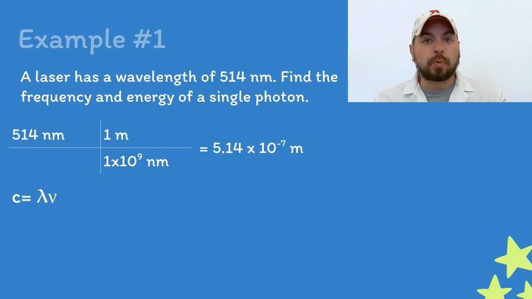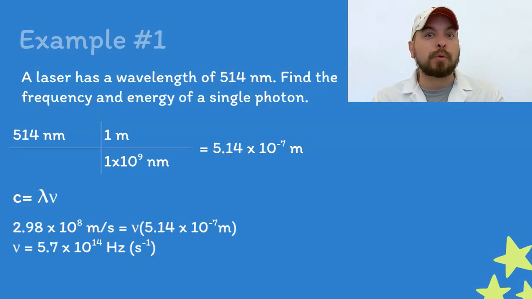Then I'm going to use the equation c, which is the speed of light, in meters per second, is equal to the wavelength, which we just found to be 5.14 times 10 to the negative 7th meters, times the frequency, nu. In order to solve this, we're going to divide both sides by 5.14 times 10 to the negative 7th, and our frequency is going to equal 5.7 times 10 to the 14th hertz, or remember, inverse seconds. Now that's to find our frequency.